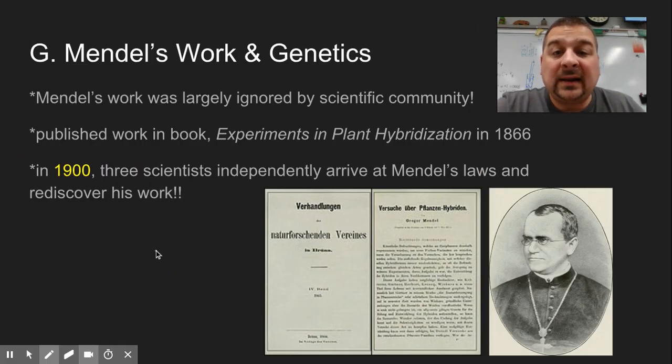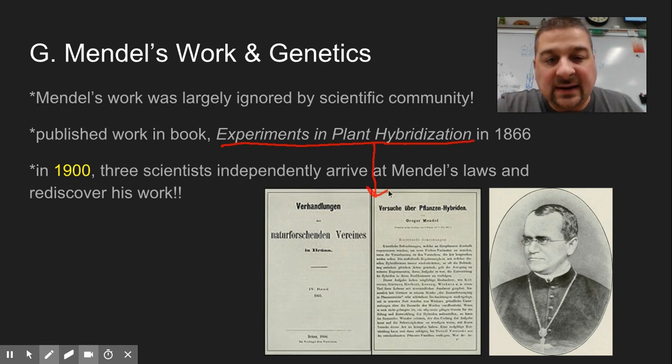Now, Mendel put a lot of his work together and published it in 1866 in a book called Experiments in Plant Hybridization. Down here is kind of a photocopy of that book. Not in English, obviously, probably in Dutch or German. You know, remember he grew up in Austria and was a monk in Czechoslovakia. But at the time, Mendel's work wasn't like, oh, this is awesome, and everyone talked about it. It was largely ignored.